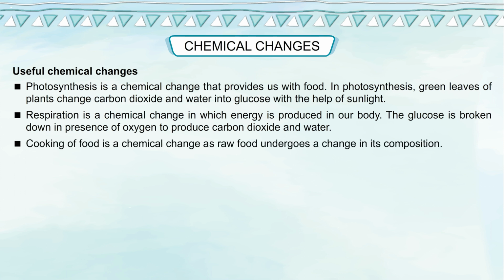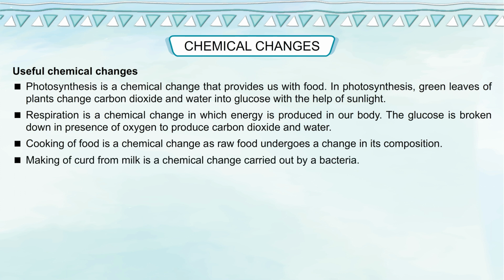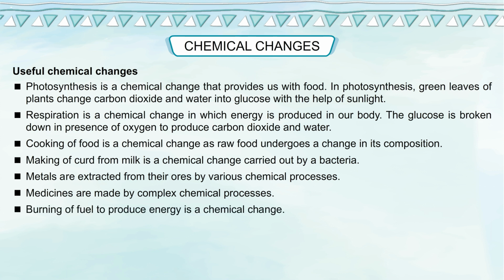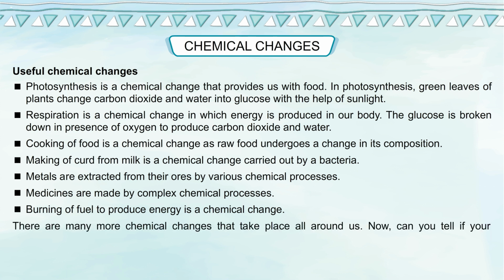Cooking of food is a chemical change as raw food undergoes a change in its composition. Making of curd from milk is a chemical change carried out by a bacteria. Metals are extracted from their ores by various chemical processes. Medicines are made by complex chemical processes. Burning of fuel to produce energy is a chemical change. There are many more chemical changes that take place all around us. Now can you tell if your growing up is a physical or a chemical change?